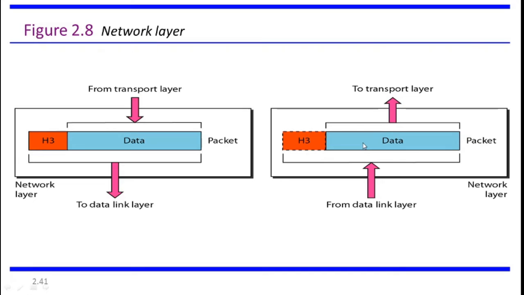And at the receiving side, the data packet is received from the frame, and then the header is removed and verified whether it is for the corresponding destination, and if so the data is sent to the transport layer for combining the segments.